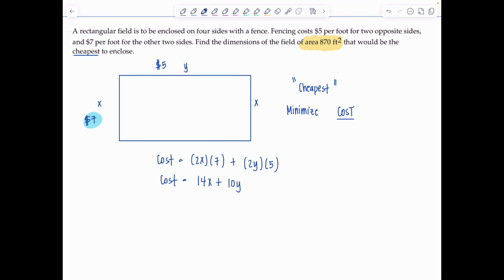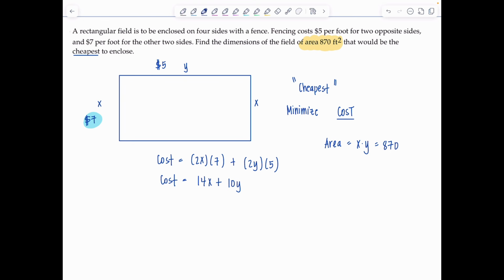Okay, so we know the area, which is going to equal X times Y, has to equal 870. So basically, it'll be equally easy if you solve for Y or solve for X and put it back in here. So it's really up to you. You could do it either way. I'll just solve for Y.